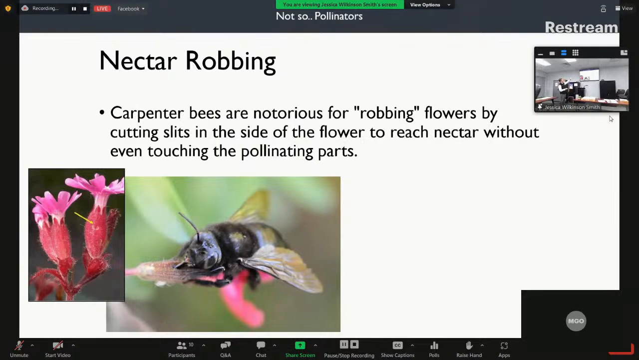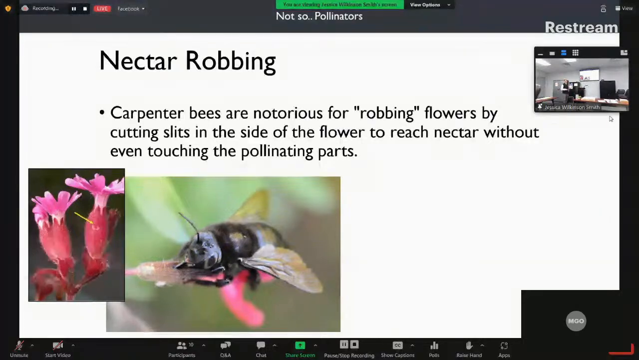So let's talk about not-so-pollinators. Carpenter bees are notorious for robbing flowers. So what does that mean? It is going in with its mouth parts and cutting open a slit in that flower, like you can see here. And it is actually not going to rub up on the anther or anything to gather some of that pollen. It is actually going to just remove that nectar with its proboscis without any pollination service. So it's robbing the plants.